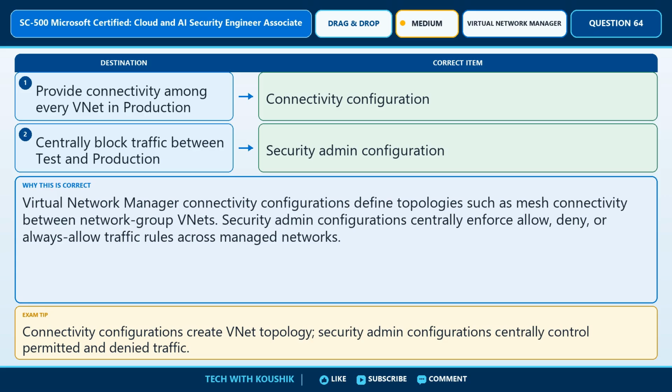Remember this distinction for the exam. Connectivity configurations create VNet topology. Security admin configurations centrally control permitted and denied traffic.